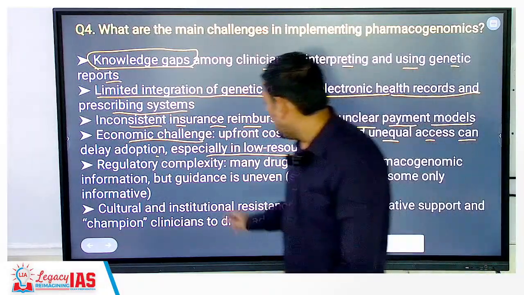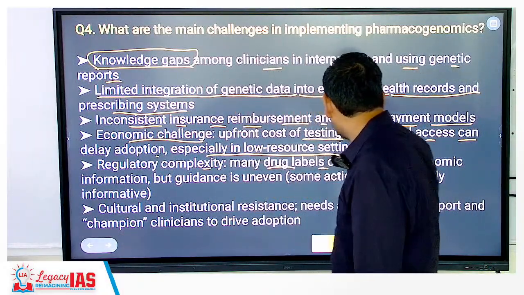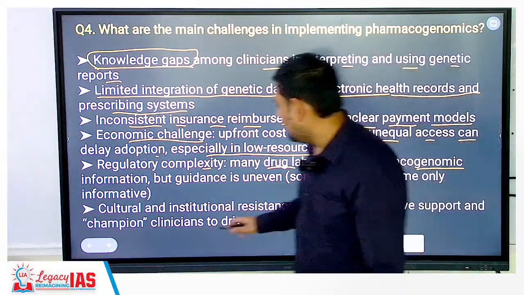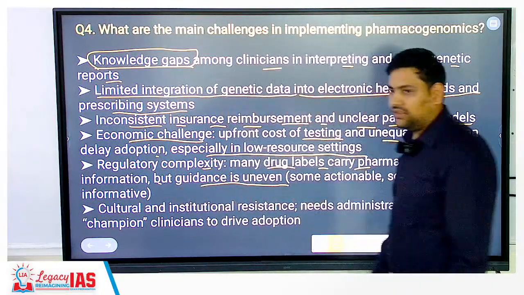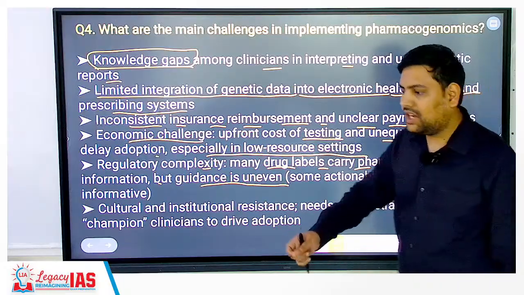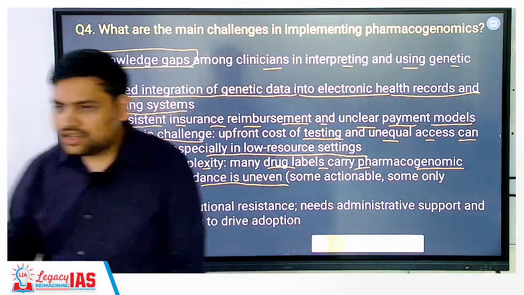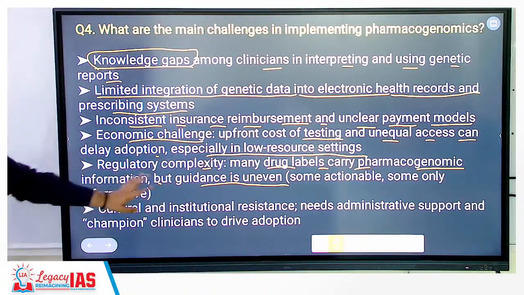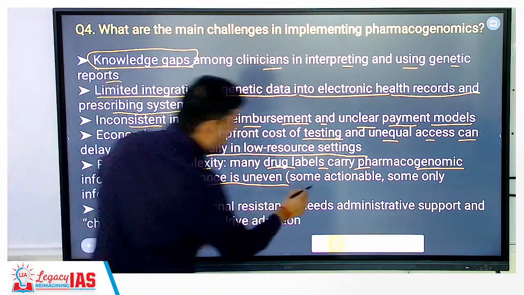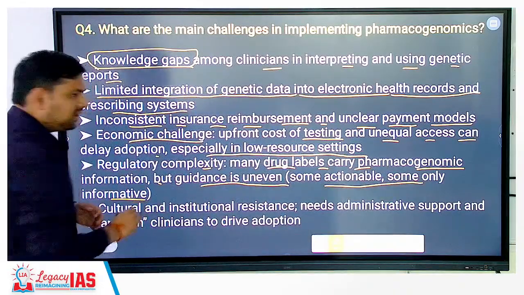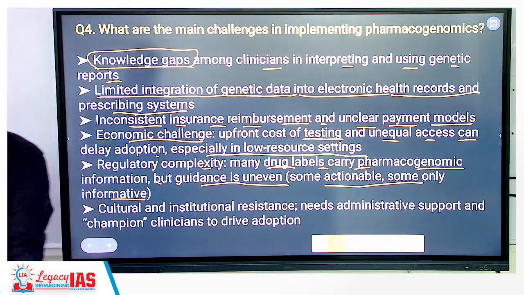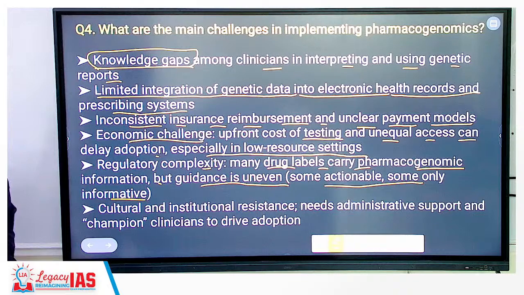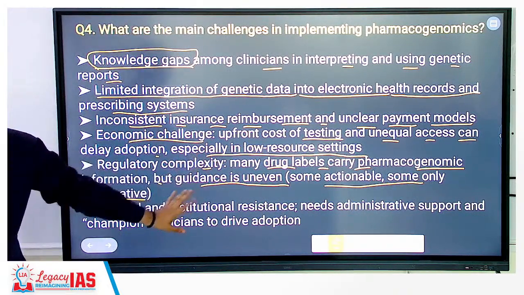Then regulatory complexities. Many drug labels carry pharmacogenomic information, but guidance is uneven. So they have the information that if you have this particular gene, then some drug labels will have this information, but guidance is uneven. Some are actionable, and some are only informative. Some only give information, some give you actions that if you are this variety, then you should take this, though hardly available. Even if it is available, not proper.